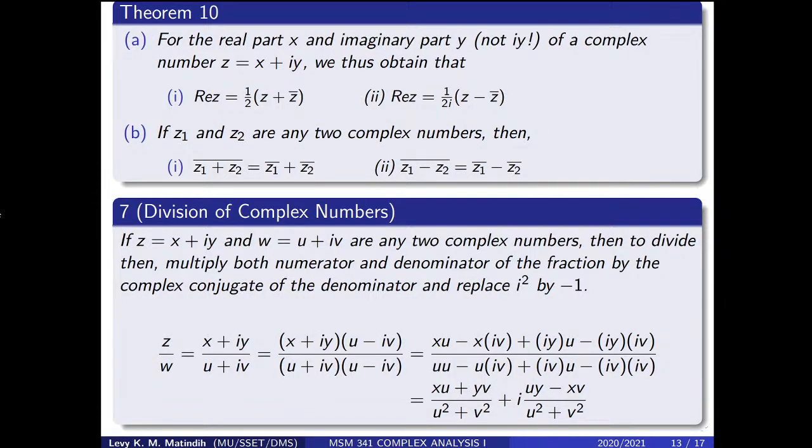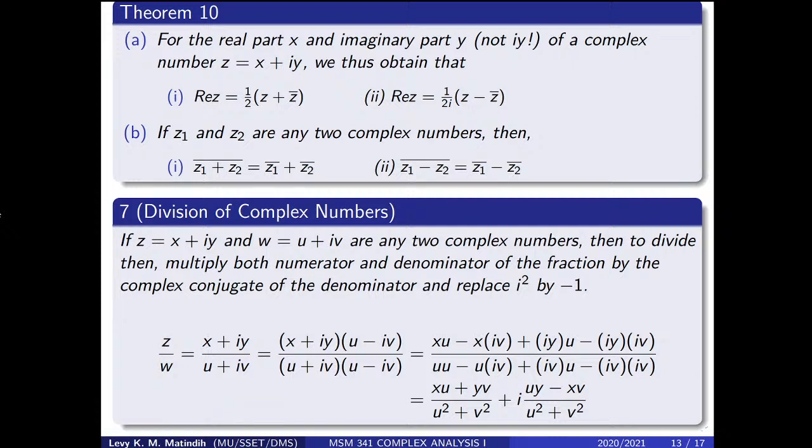Then let's also look at some of these properties that involve the complex conjugate of a given complex number. So now, for the real part x and imaginary part y, not iy. Remember, iy is not the imaginary part, that is a pure imaginary number. But y is the imaginary part. So for the real part x and the imaginary part y of any complex number z, which is equal to x plus iy, these properties hold.